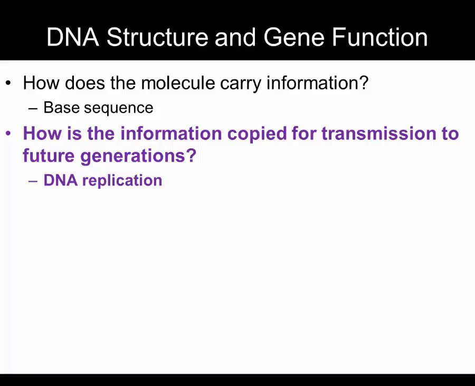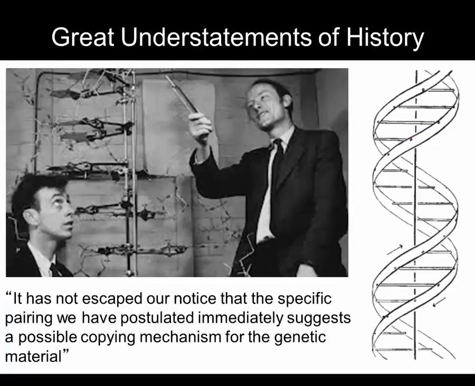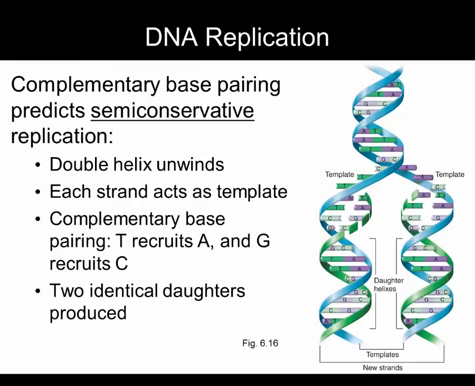That is, how is DNA replicated? When Watson and Crick published their paper on the structure of DNA, they closed with what may be one of the great understatements of science literature. "It has not escaped our notice that the specific pairing we have postulated immediately suggests a possible copying mechanism for the genetic material." What they were referring to is called semi-conservative replication.